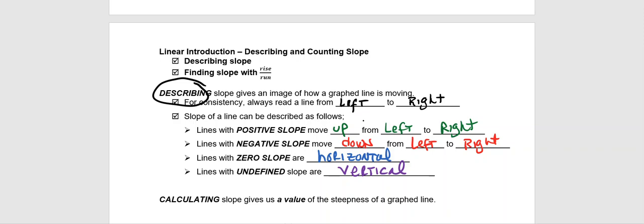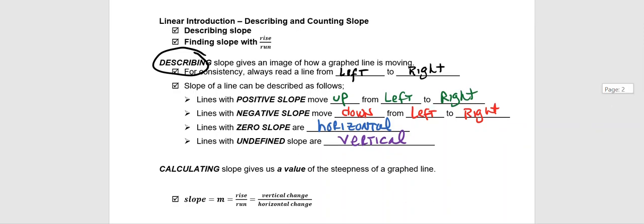When it goes up from left to right, it's positive. When it goes down from left to right, it's negative. The two other special types of lines are a horizontal line, which we'll describe as zero slope, and a vertical line, which we will describe accordingly as undefined slope.